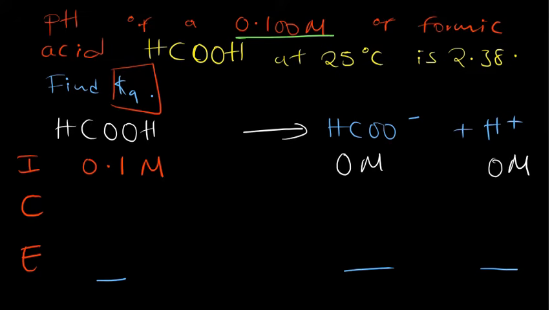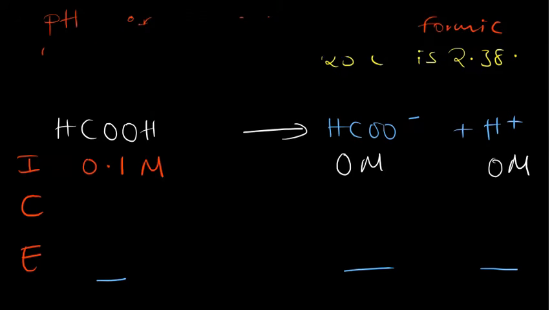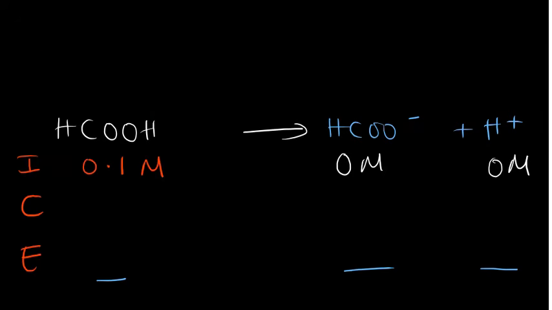Now the other thing is the pH has also been given. Take note of that. The pH has been given to be 2.38, so that's part of the information we have. Remember I told you the pH can be found to be the negative log of the hydrogen ion concentration.